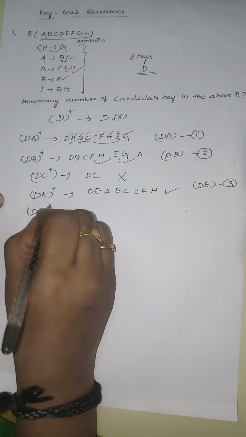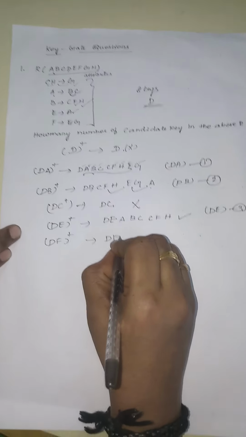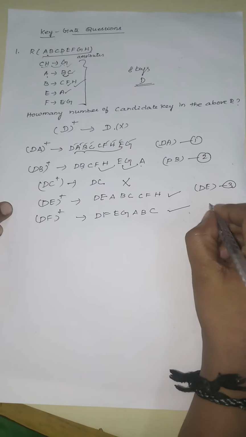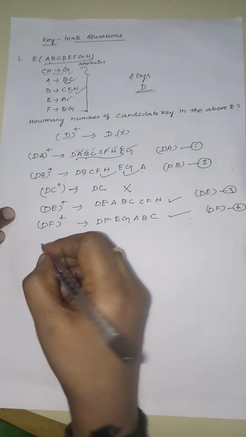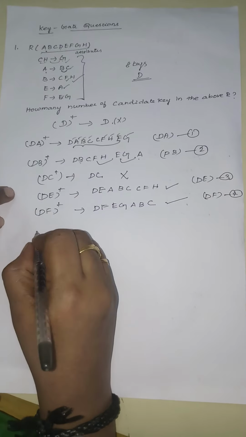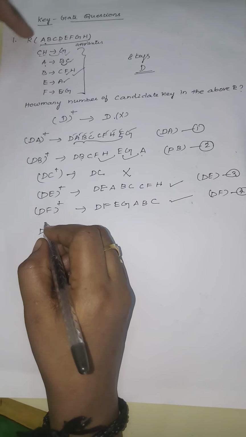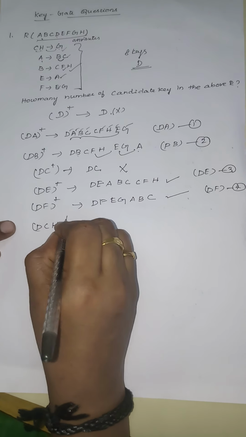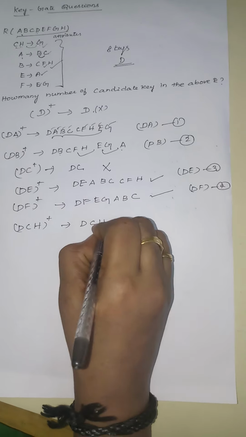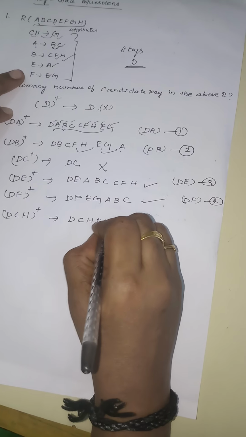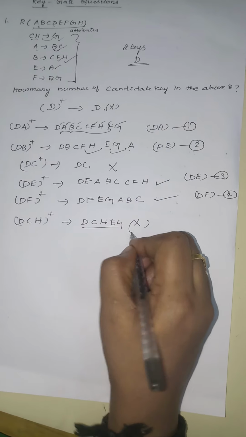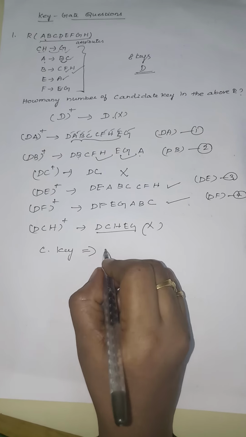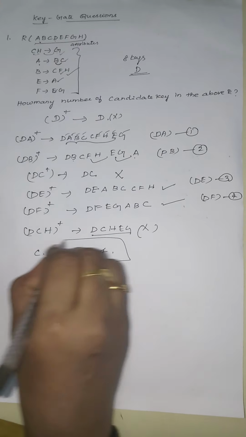Next DF, we are applying the closure property: D, F, E, G, A, B, C. So it is also a possible candidate key. Next I have to choose some mixed attributes like D, A, B. Likewise we have to calculate it. For example DCHF, I apply the closure property: DCHF, F gives E, G. So that's all, it is not a candidate key. So the number of candidate keys in the relation is 1, 2, 3, 4. So that is the answer.